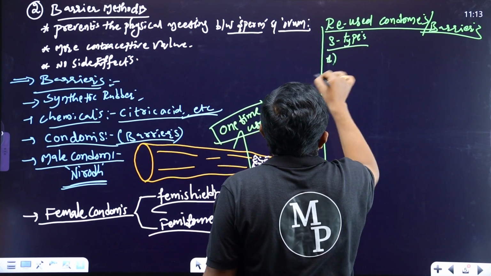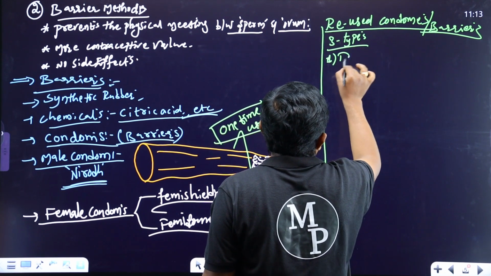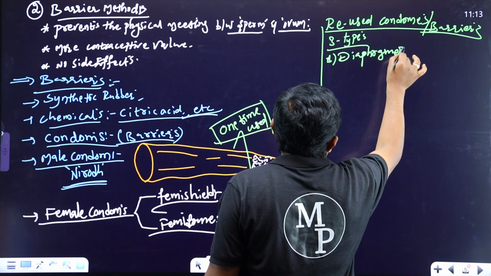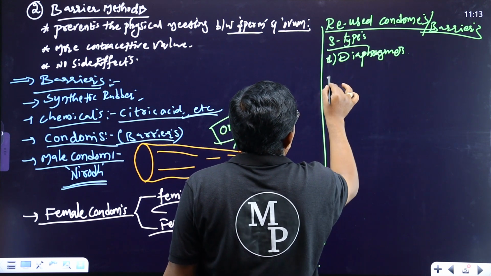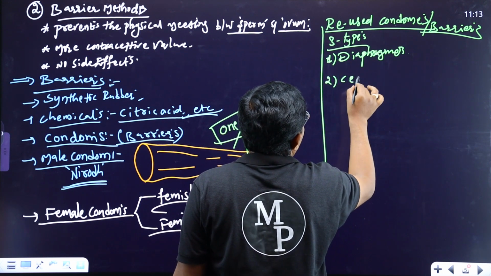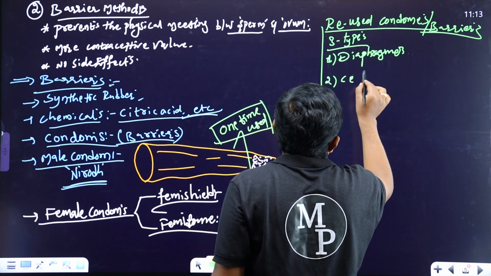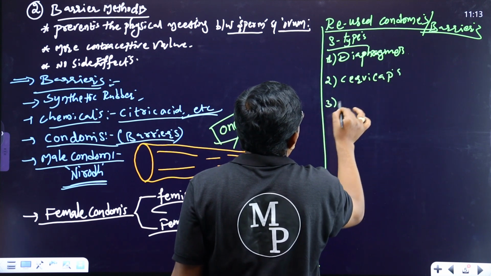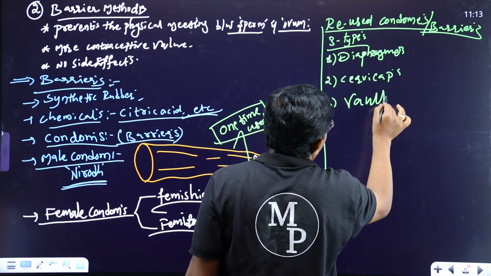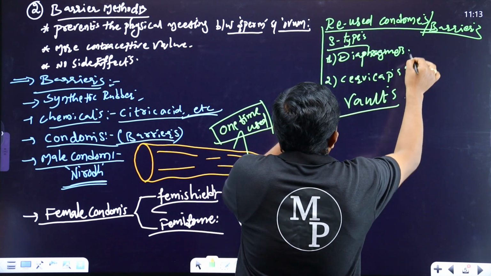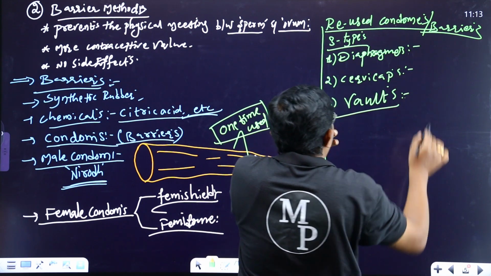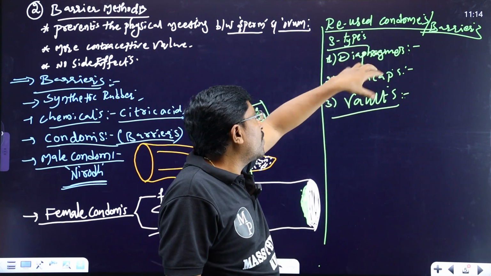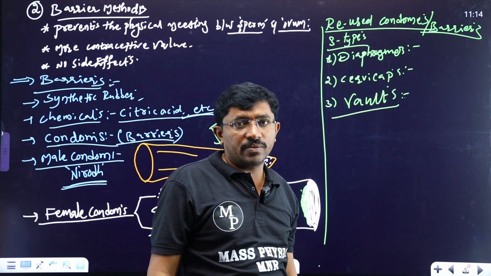One type of reused barrier is the diaphragm. The second type of reused method is the cervical cap. And the third type is the valves. These three types of reused barriers are there. After completion of the coitus, they are washed and used a second time also.